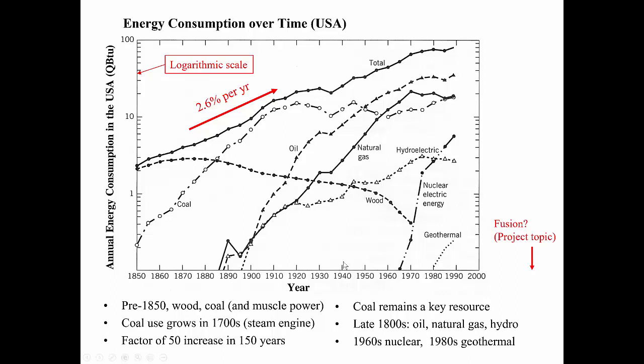Of course, we had the fission bomb in World War II in the 40s. The technology for commercial nuclear power was developed in the 50s and 60s. And then in the early 60s, we see commercial fission nuclear power providing some energy to society. Geothermal started in about the 80s.